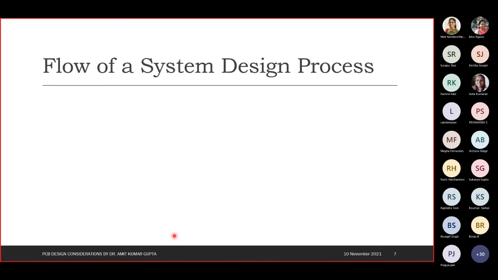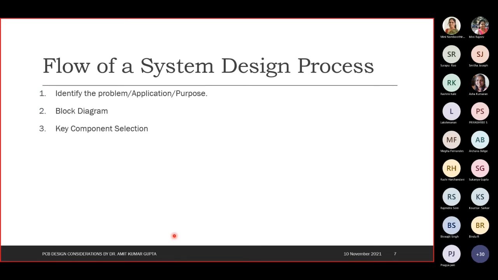Okay, let us start with the flow of a system design process. First of all, whenever we want to design a product, whenever we want to design a system, what is the process? First of all, we need to identify the problem, or the application, or the purpose why we want to produce any product. Then we need to develop a block diagram. Being an engineers, we need to develop a block diagram of the system. This is how a system can work. So it will have a DC to AC stage, it will have a filter stage, or whatever.